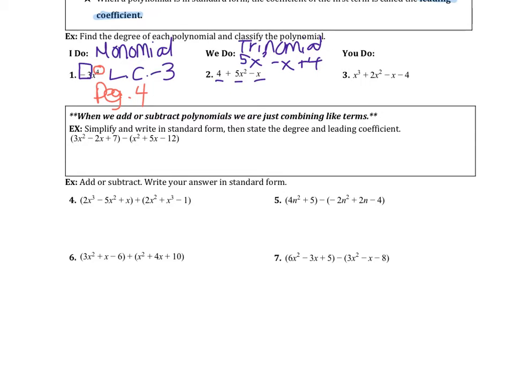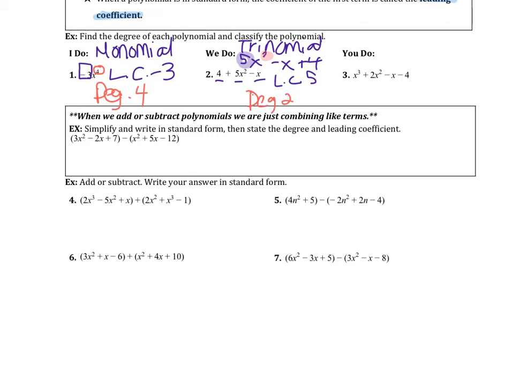So let's identify our other 2 parts now. Now that this is written in standard form, the leading coefficient is going to be that number in front of our first term, which is 5. So our leading coefficient is 5. And the degree is going to be that exponent in the term that's now in standard form, which is 2. So our degree is going to be 2.